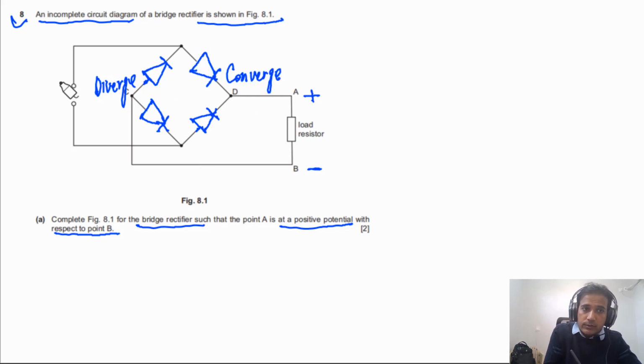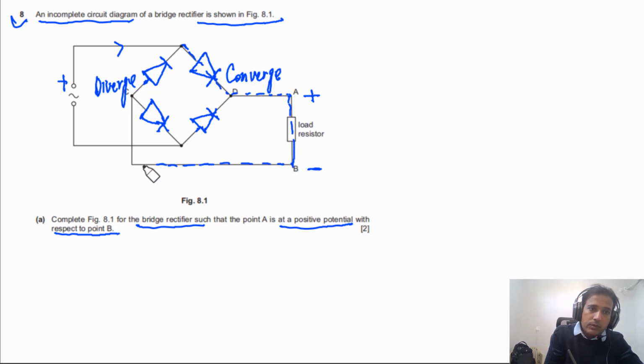You can also see when this side is positive, how current will flow. It will flow this way, but it cannot go this way because this is reverse biased. So current will go this way. It will pass through this one, then it will enter the resistor from this side. So the entering side of the resistor is positive. So it will flow like this.